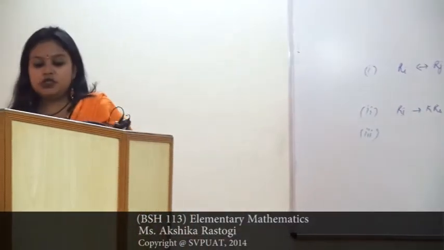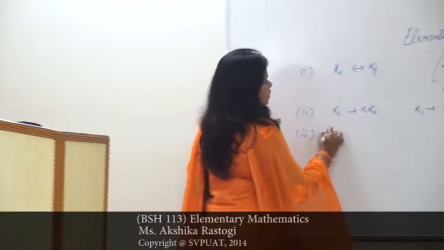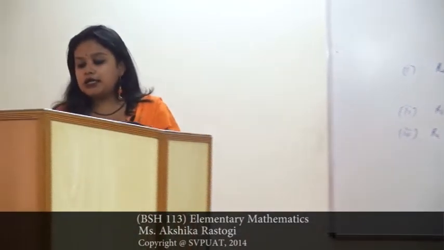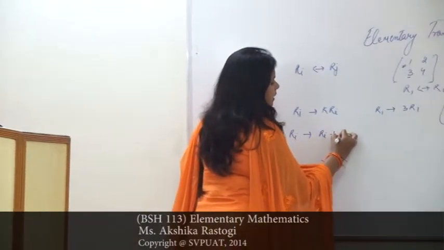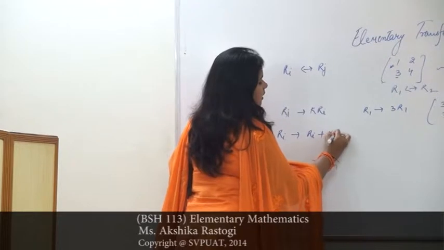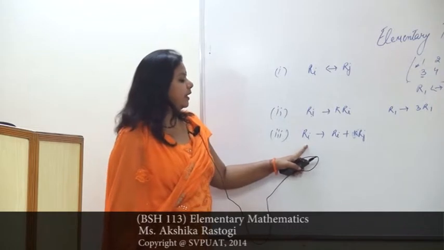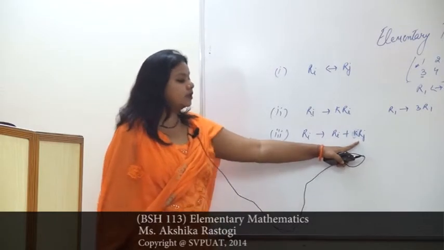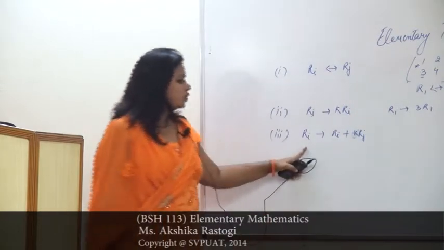Then our third transformation is that k times the jth row is added to the ith row, so we can use this transformation also. We write it as Ri plus k Rj. What have we done here? We take the transformation in the ith row, and we multiply the jth row by a constant k and add it to it.